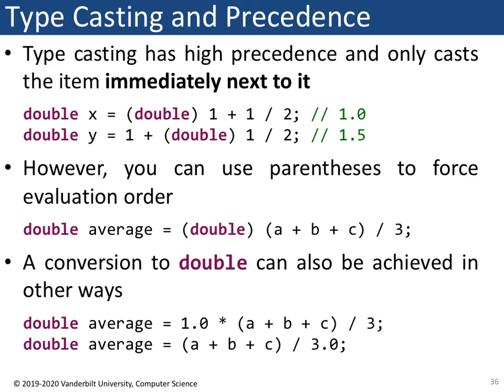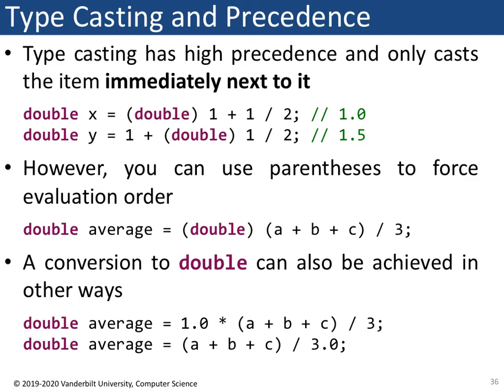So again, integer times double results in double. Then you have double divided by integer results in double. So it's another way you could do the same type change to achieve a double valued average.